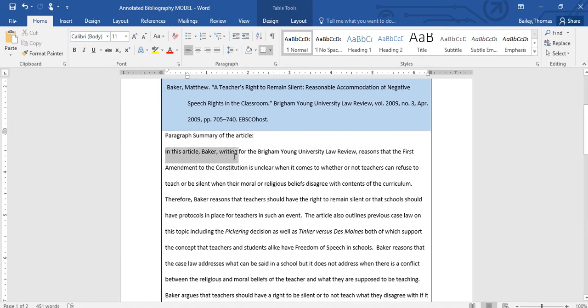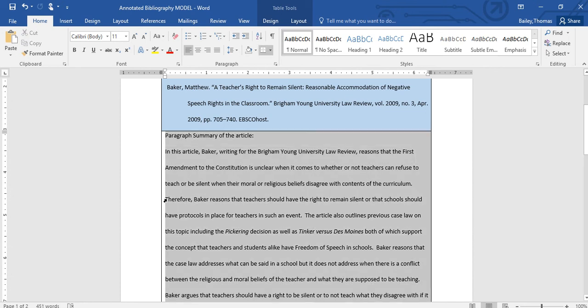So I started in this article. Baker, writing for Brigham Young University Law Review, reasons that the First Amendment of the Constitution is unclear when it comes to whether or not teachers can refuse to teach or be silent when their moral or religious beliefs disagree with the contents of the curriculum. So let's say I disagreed with what was in the curriculum. He says it's not clear legally what a teacher can and cannot do in that case.